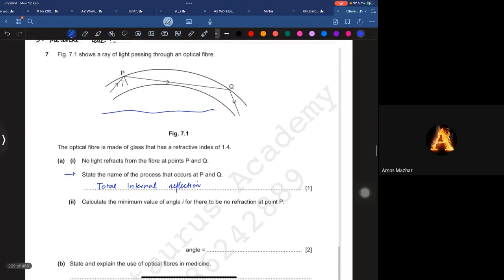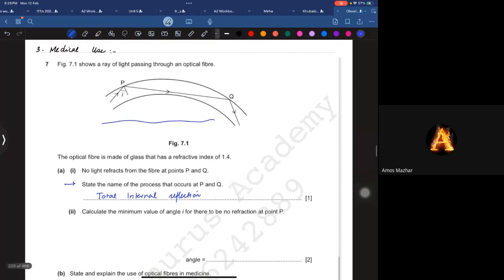Then it says calculate the minimum angle i for which there will be no refraction at point P. How do I know that? What would be the minimum angle? The critical angle. Can you explain the critical angle, please? Will it be 45? All right, everybody, please. Let's see what others say. Let's take a unanimous answer. 46, 0.6, 45.